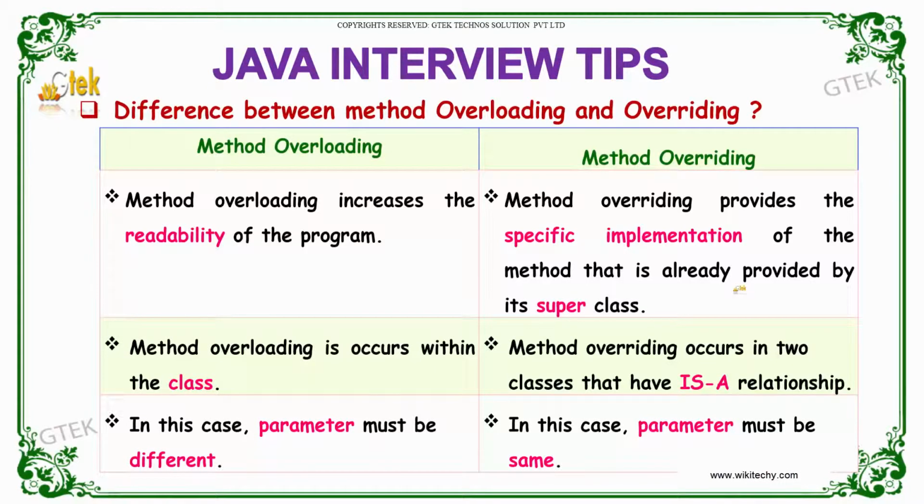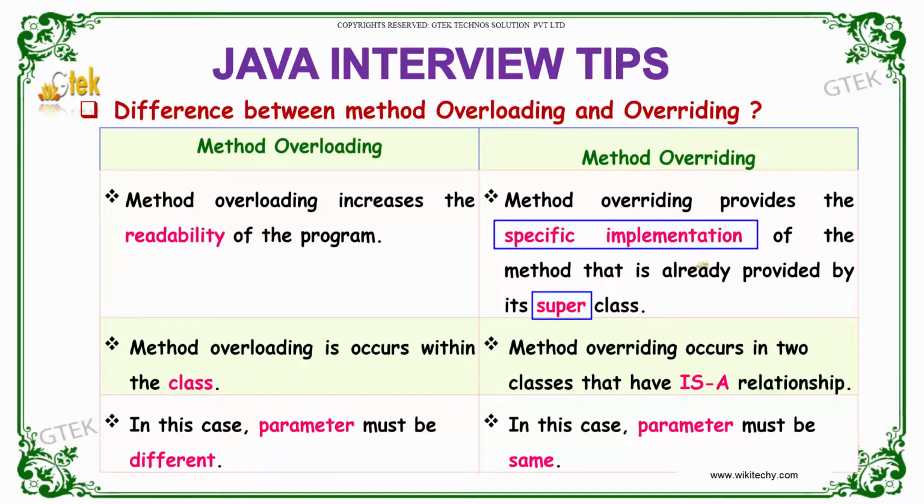What is the difference between method overloading and overriding? Method overloading increases the readability of the program. Whereas if you see, method overriding provides specific implementation of a method that is already provided by its superclass.